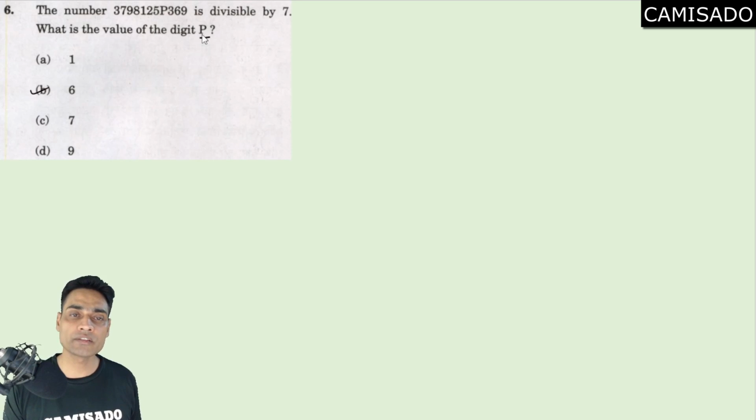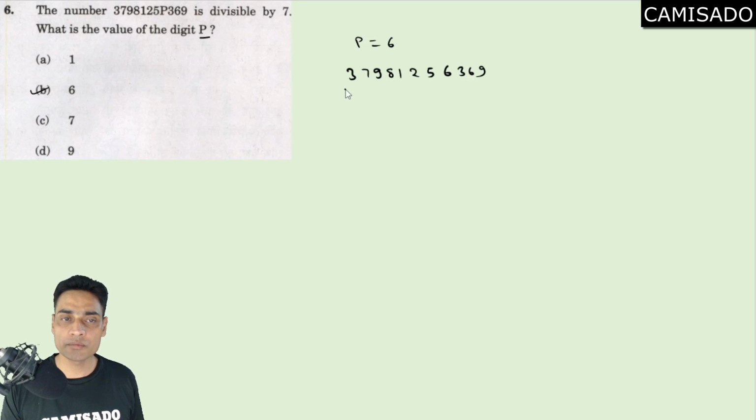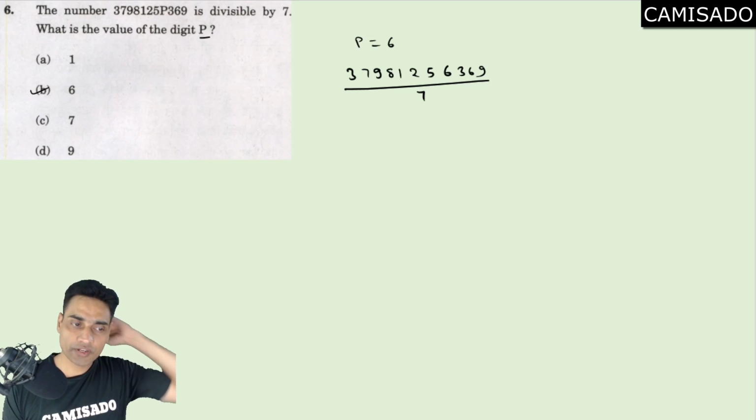It means when you place 6 in place of p, then the number is 37981256369, and this number is exactly divisible by 7. So you can divide it and check. There is no other method basically for this question. It is a hit and trial method. Put all the options 1, 6, 7 and 9 in place of p, and the one for which the number is divisible will be your correct value. Fine. Now next.